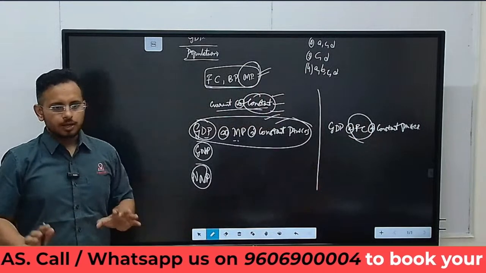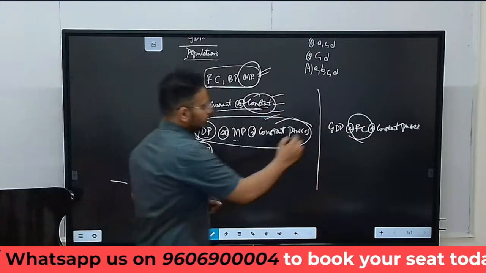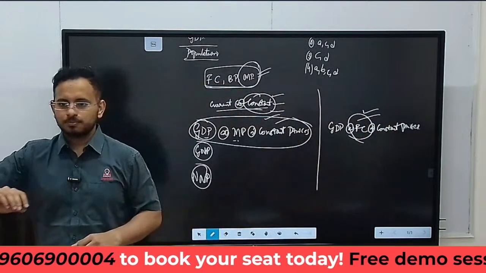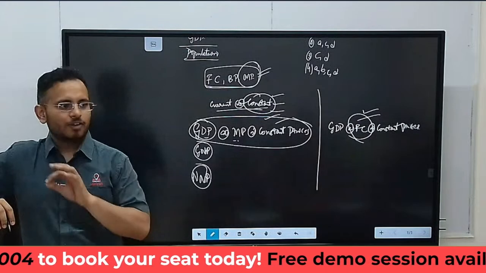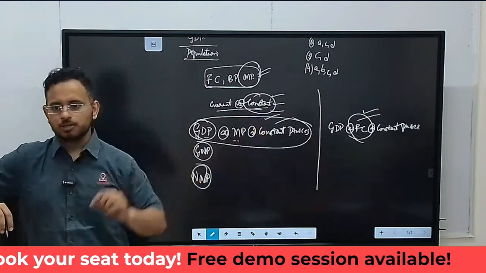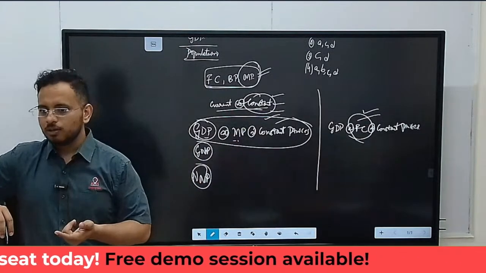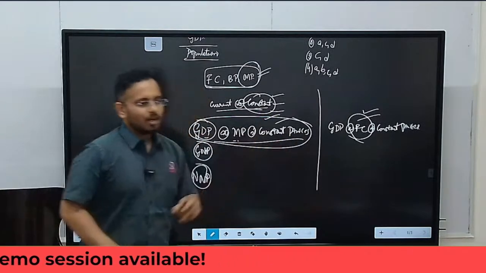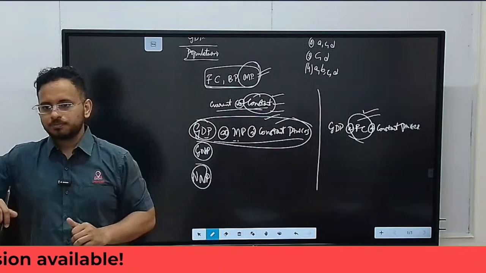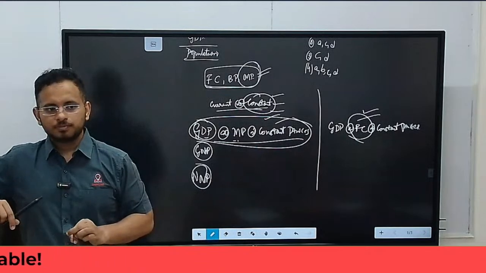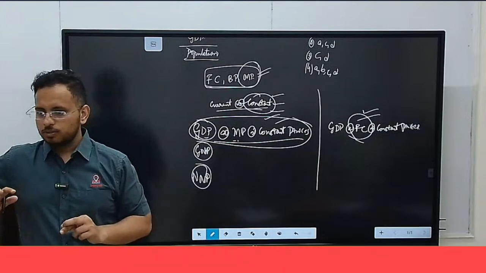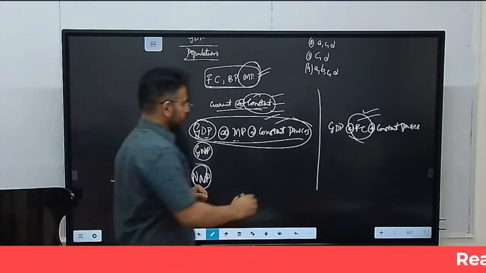Yes, understood, everyone. So before 2014, this is what we were using to calculate GDP: GDP at factor cost at constant prices. But what happened after 2014? Narendra Modi became the Prime Minister. Market price at constant prices. Yes, understood, everyone.